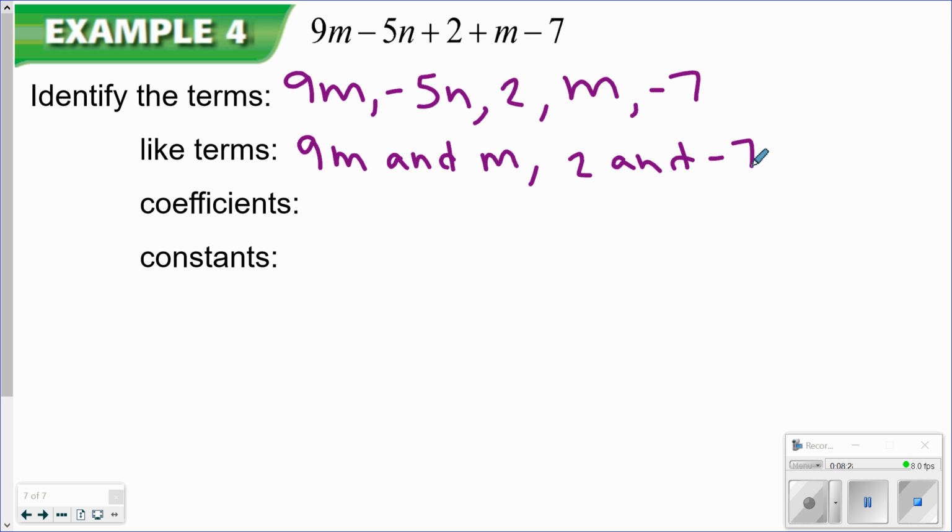Coefficients. So coefficients are the numbers in front of letters. So we have 9 because 9 is in front of the m. We have negative 5 because negative 5 is in front of the n. And if we look at this m here, there's no number that we see in front of it, but we do know that there's an imaginary 1. So those are our coefficients. And then lastly, our constants. Our constants are the numbers without variables, and we see that that is 2 and negative 7.